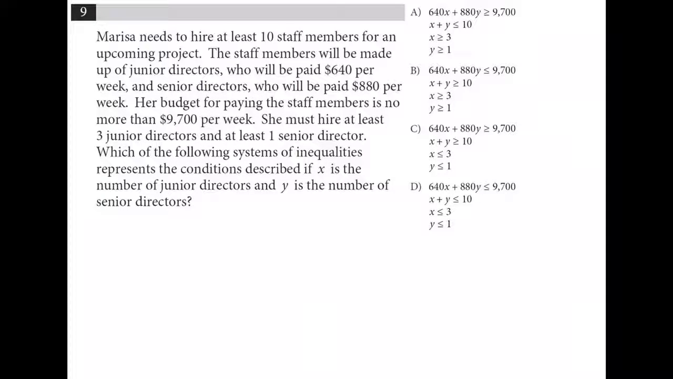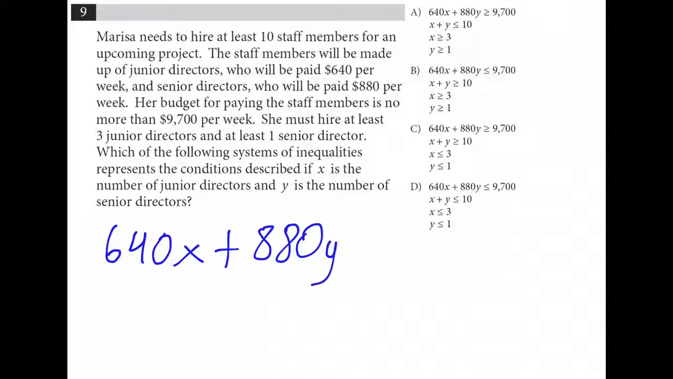So if we talk money first, we know that it's going to be $640 per junior, which is X, and we'll add that to $880 per senior, which is Y, and at most $9,700, which means it could be less or it could be equal to $9,700. And if we take a look at our inequalities, the problem is with the direction of the inequality. So in fact, we can rule out A and C right off the bat.